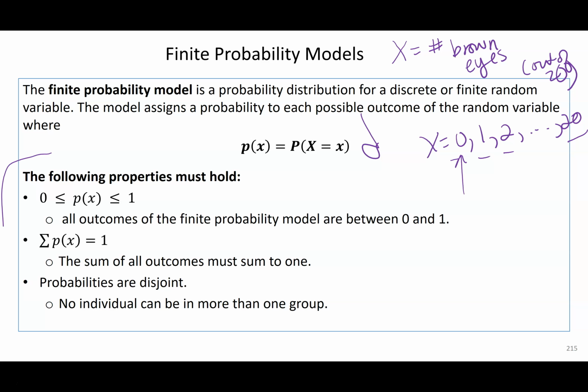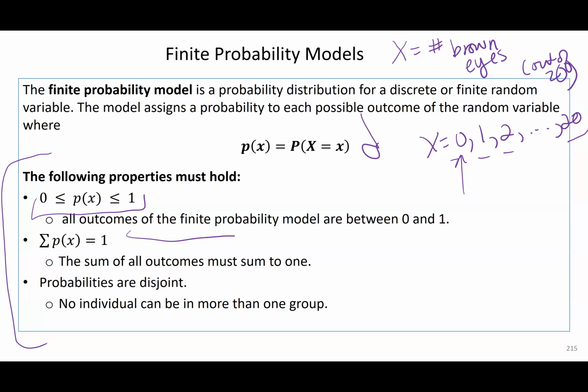So there are some important rules. All probabilities here have to be between 0 and 1. They can be equal to 0 and they can be equal to 1. Just know that it's not as interesting if that happens, because if it's equal to 0, it means impossible, it can never happen. If it's equal to 1, it means it always happens. Most things fall in between.